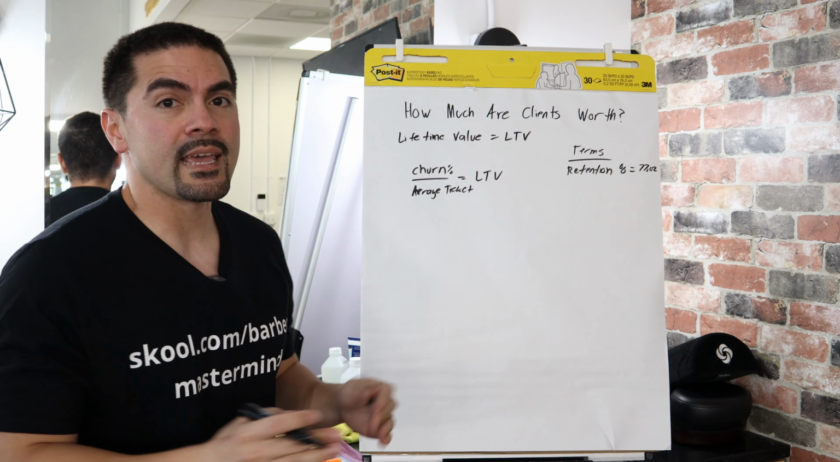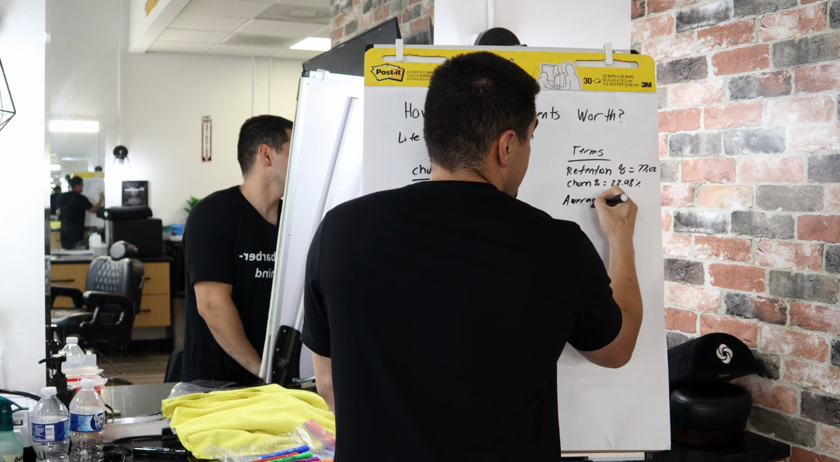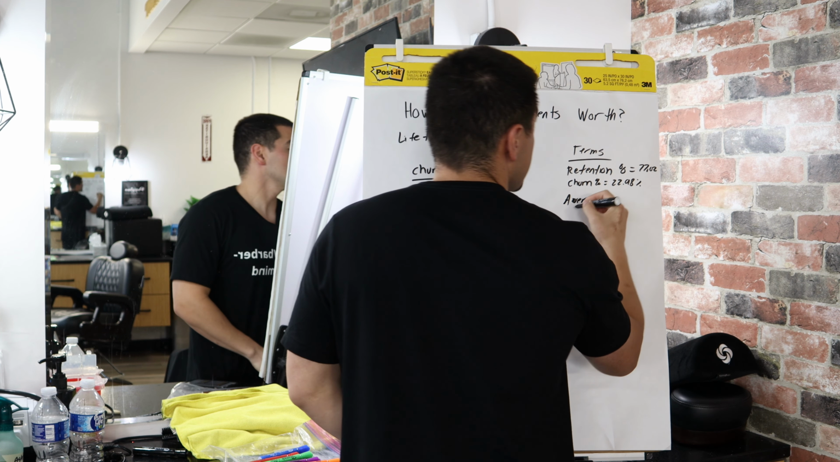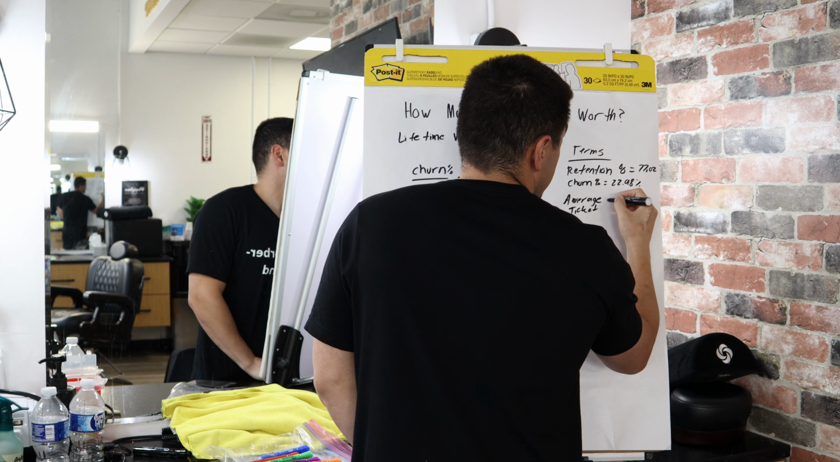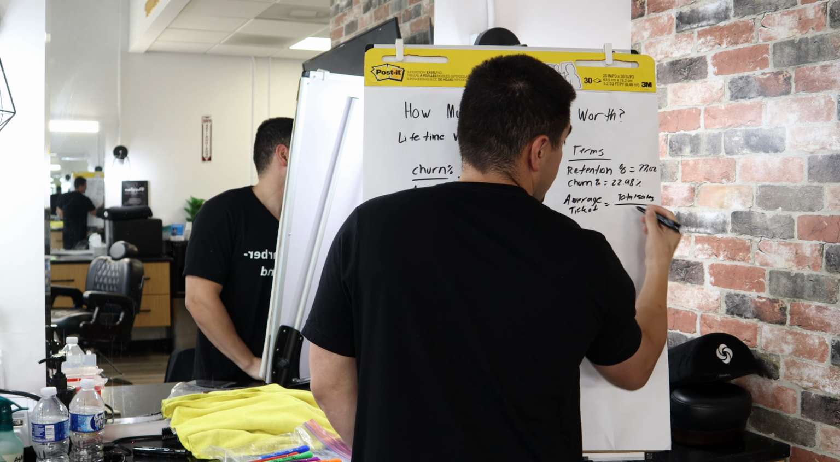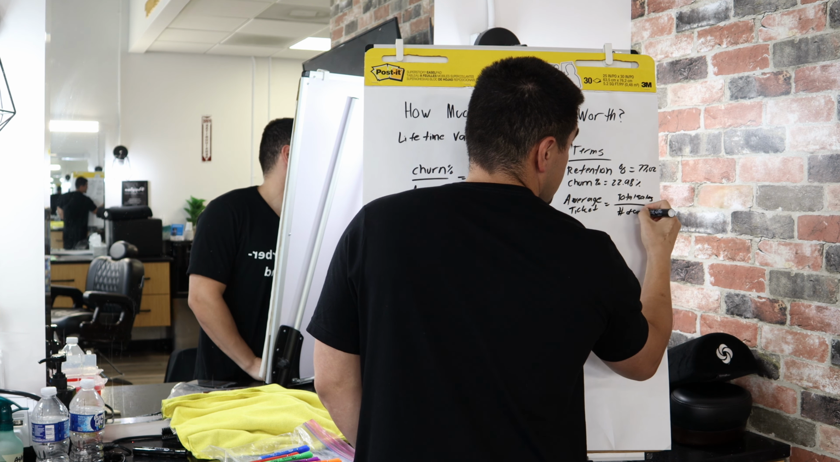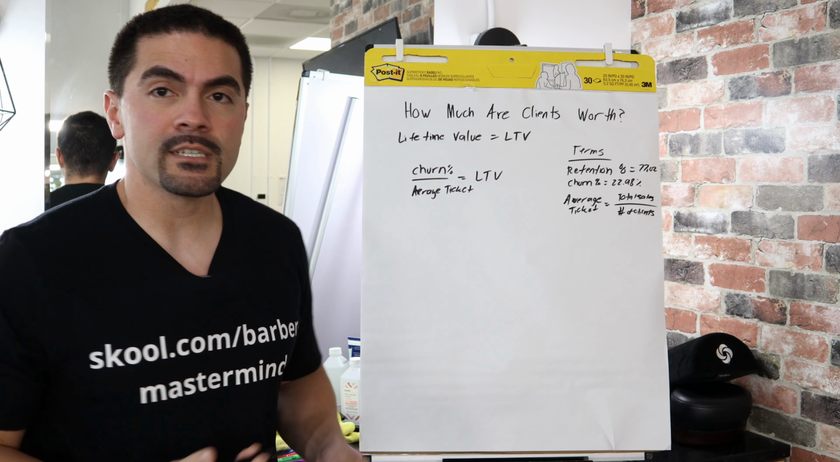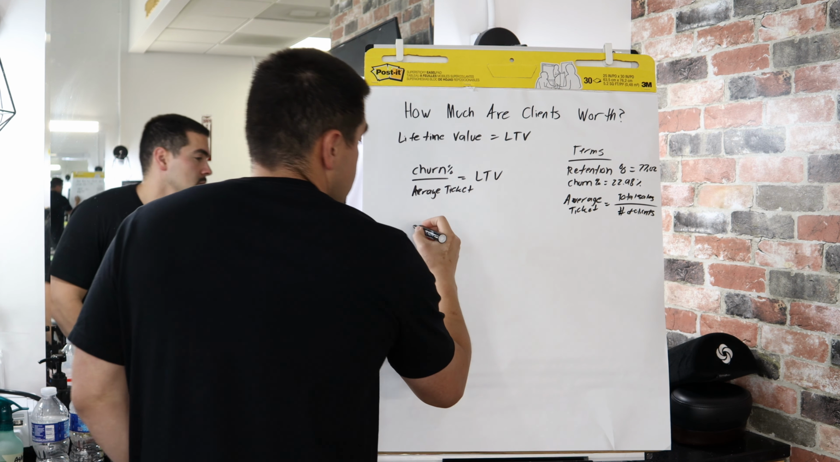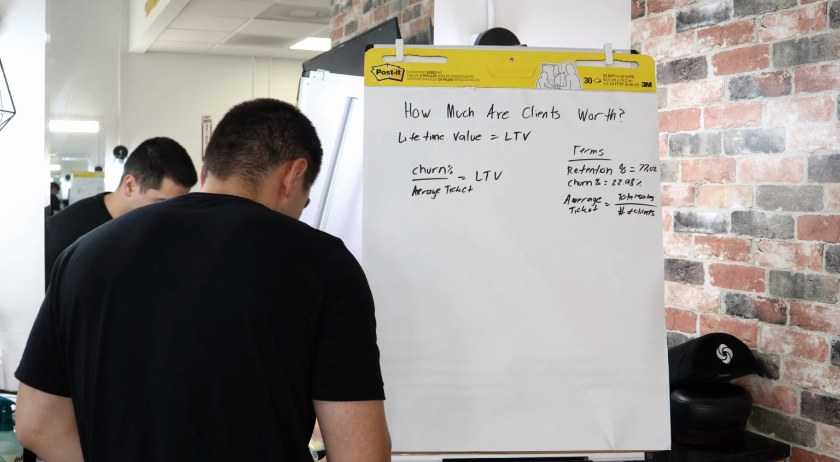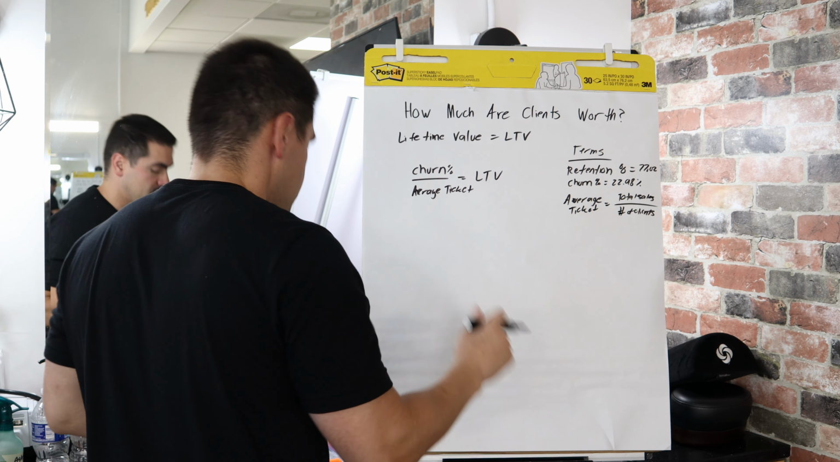This one is pretty simple, and almost anybody can figure out this number: you just take your total sales and divide it by the number of clients. That gives you your average ticket. So we're going to do this math together. I may have put these in the wrong order, but you get the idea.